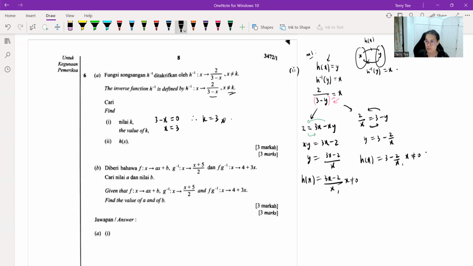Even then, some people may say, I let h inverse of x become y, then my 2 over 3 minus x becomes y. Well, I find x is the same thing. You can make x the subject, but up to you. You can say I bring the 2 over: y equals 3 minus x. x is 3 minus 2 over y, and your x is your h(x). It is 3 minus 2 over x. You can do that, x not equal to 0. Okay, that is the first part. I showed you a lot of different methods, up to you, whichever you're more comfortable with.